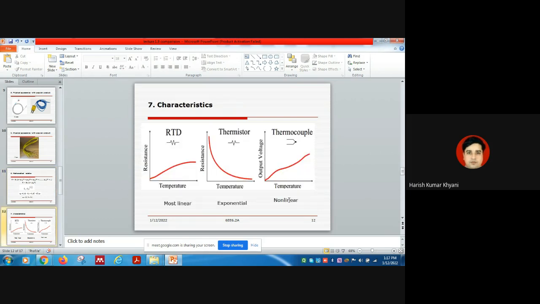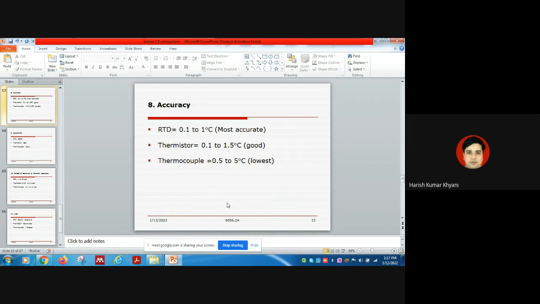This is the most important characteristic, where you can see the symbols of the RTD, thermistor and thermocouple, and their characteristics. Here you can see that the RTD has the most linear characteristics, whereas the thermocouple has a non-linear and the thermistor has exponential characteristics. If we talk about accuracy, then the most accurate device among these three is the RTD.